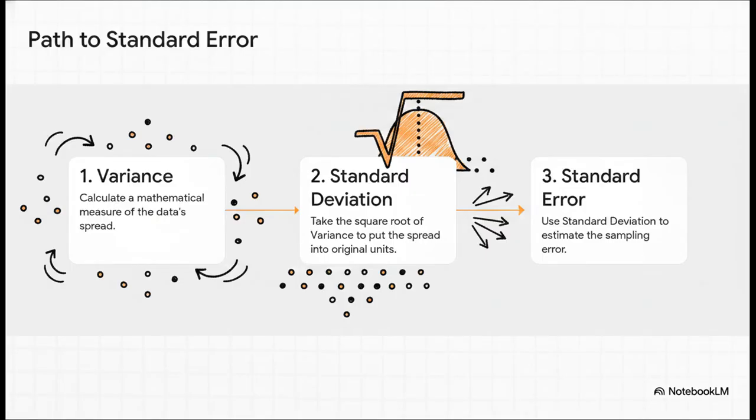You can think of this as a logical path, kind of like a recipe. It all starts with variance, which is a way to measure how spread out all your data points are.